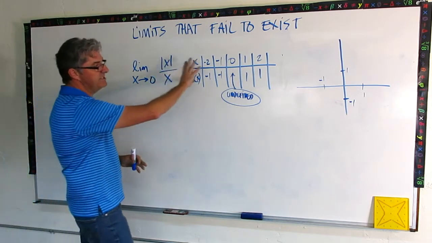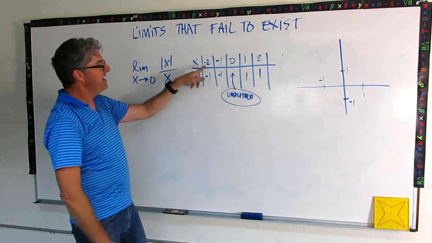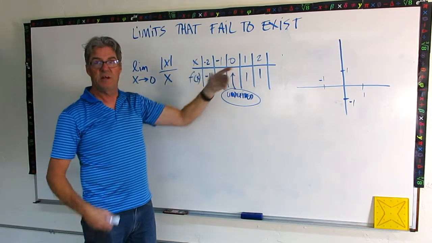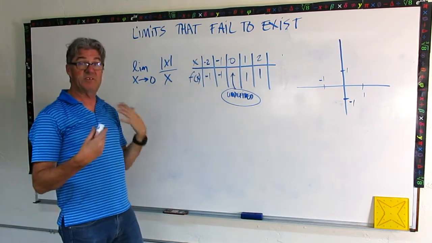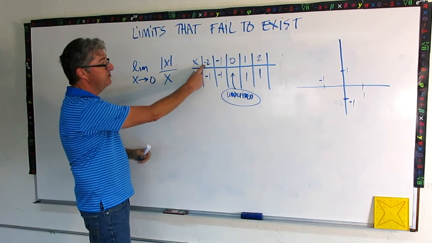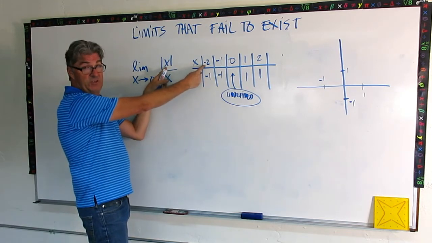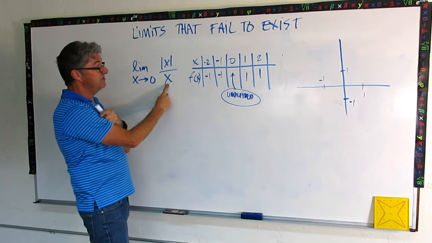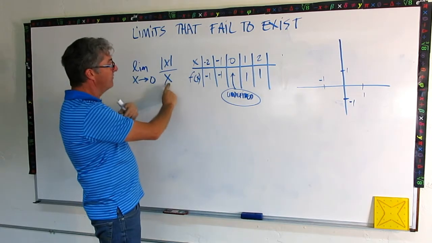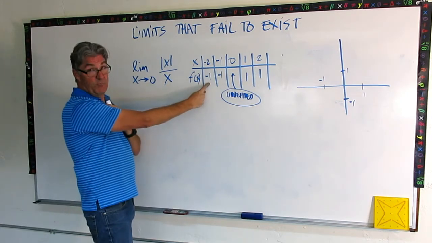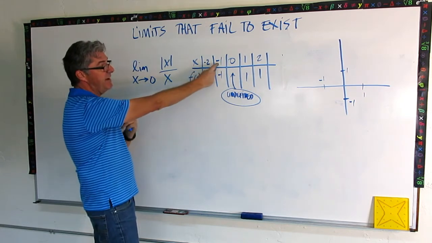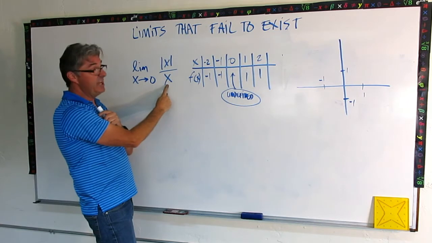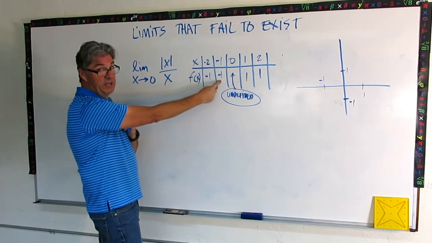I've made my table of values here, and you can see my x's are going from negative 2, negative 1 to 0, and 1, and 2. Now let's plug them into our function and see what we get. Negative 2: the absolute value of negative 2 is just positive 2, so this becomes positive 2 over negative 2, which is negative 1, okay? The same thing happens when we plug negative 1 in for x. That turns it positive, this one's still negative, so this one's also negative 1.